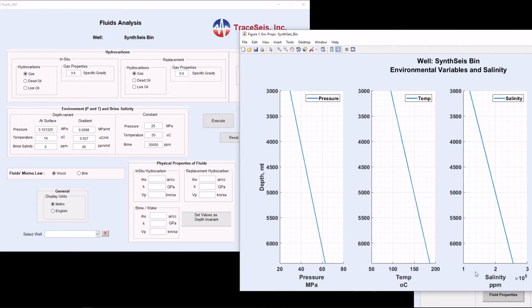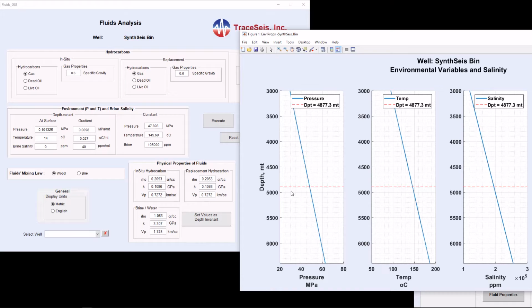This is the pressure, temperature, and salinity obtained with these parameters. We can select a depth, and the physical properties of the fluids at this depth are tabulated. Now let's say that we would like to use the bulk modulus and density at a depth of 5,000 meters for the whole well. So we select here 5,000 meters and push the button set values as depth invariant.